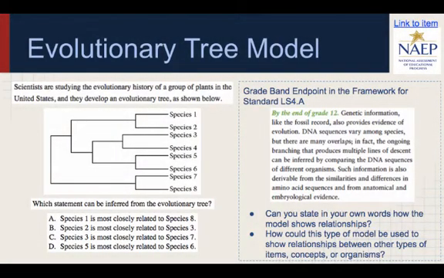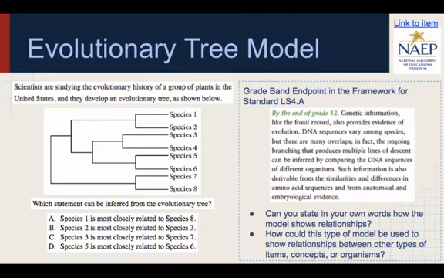Scientists are studying the evolutionary history of a group of plants in the United States, and they develop an evolutionary tree, as shown below. Which statement can be inferred from the evolutionary tree? A, B, C, or D?